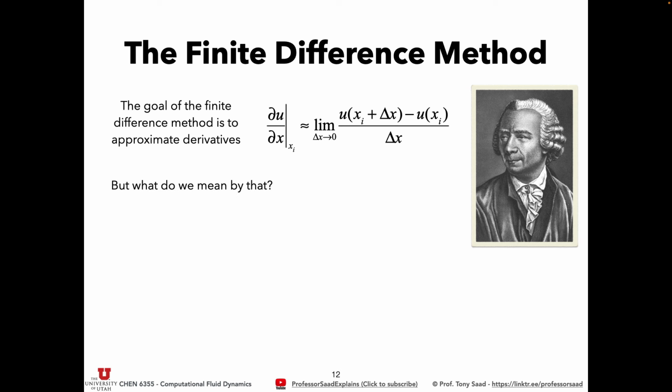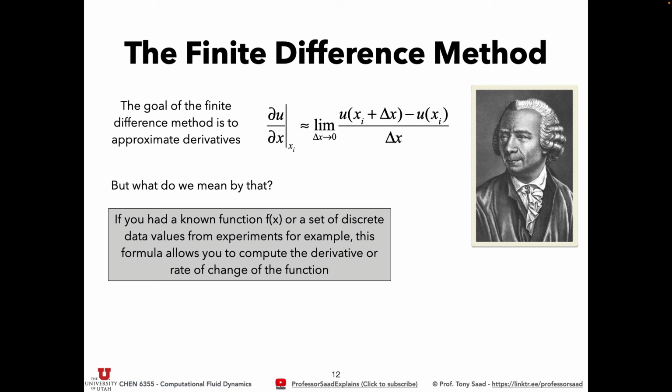Okay, now what do we mean by an approximation to a finite difference? Initially, if you think about the finite difference method, if you had a known function or a set of discrete data values from experiments, for example, that's what we did in undergraduate numerical methods. This formula allows you to approximate the derivative, or the rate of change, of the data.